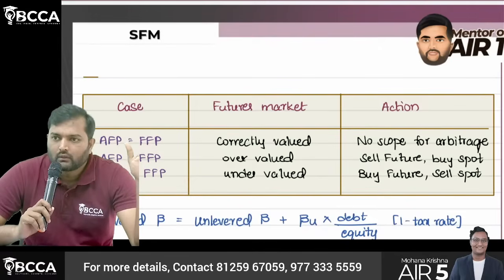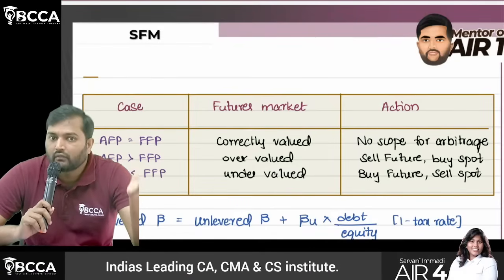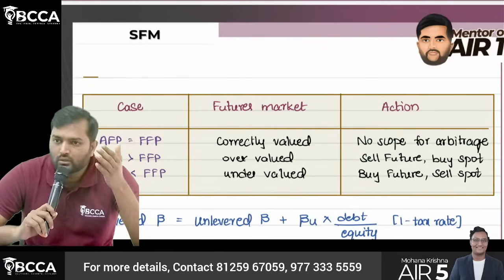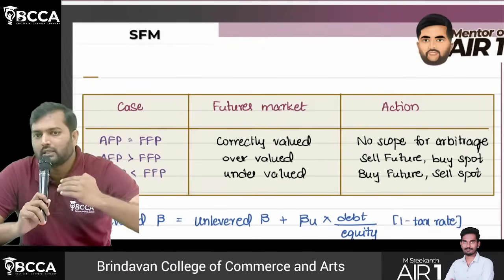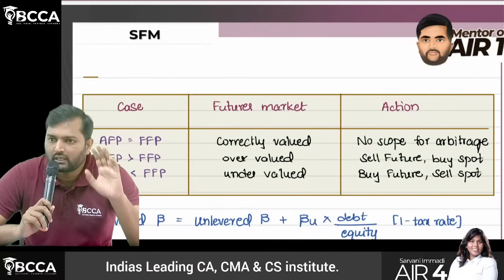Actual future price is greater than fair future price. That means it is overvalued. You have to understand this course of action. In CMA final, they are just asking the course of action. They are not asking the entire arbitrage process.